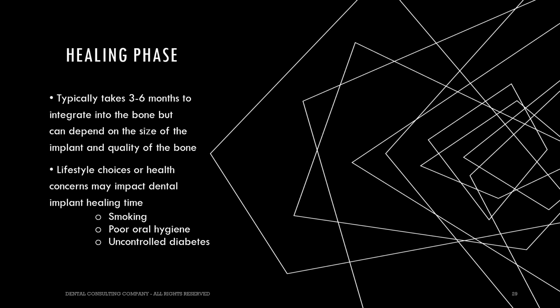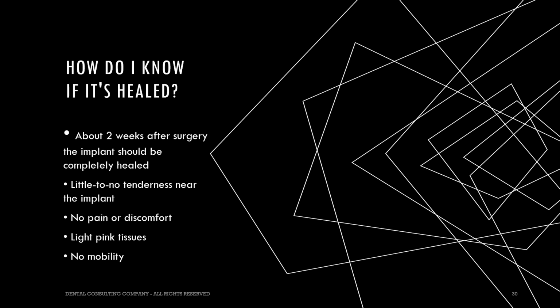During the healing phase, typically it takes 3 to 6 months to integrate into the bone, but it can depend on the size of the implant and the quality of bone that existed there before the implant was placed. Lifestyle choices or health concerns may also impact dental implant healing times, such as smoking, poor oral hygiene, and uncontrolled diabetes. One important question to ask yourself is, how do I know if it's healed?